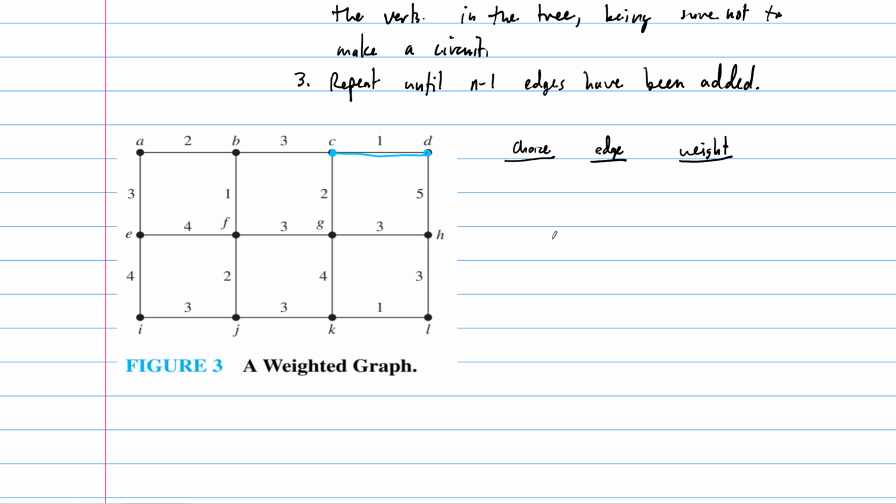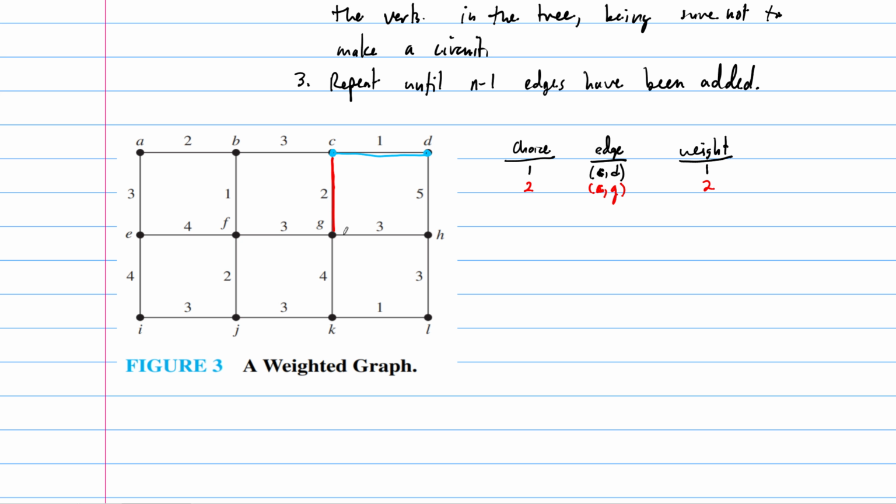All right, so our first choice is that we're going to take the edge CD, whose weight is 1. And then from CD, we have 1, 2, 3 choices. We can take the edge CG, DH, or CB. We're going to take the one with the smallest weight, right? So we're going to take CG. So this is choice 2. We're going to take CG, and that has a weight of 2, right?